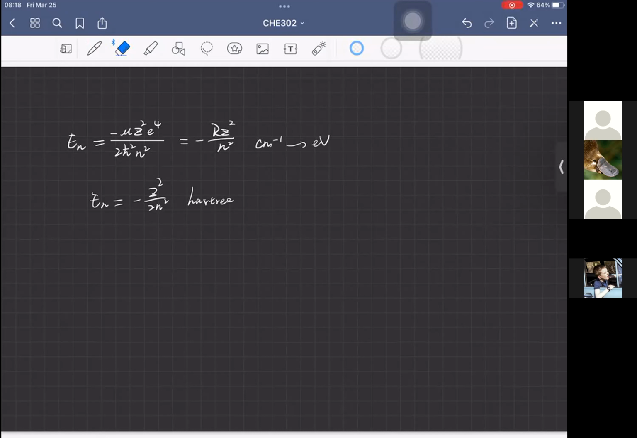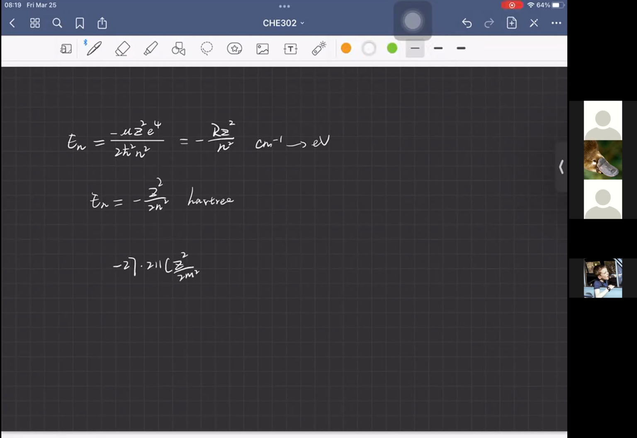Also, give me one second. They most likely might tell you it's in Hartrees. If they ask you in Hartrees, this is what it's equal to. Write down, it's equal to negative 27.211, and then put parentheses, Z squared over 2n squared.